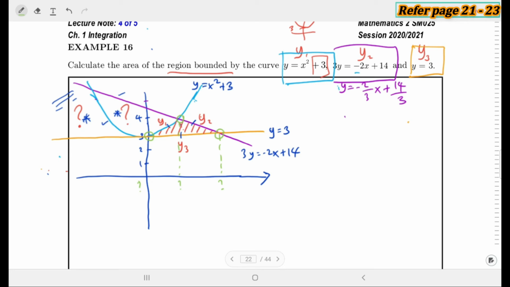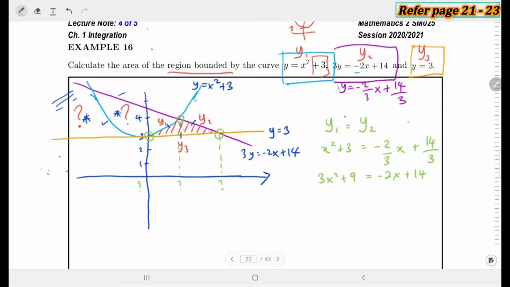So how to find intersection points? What we do is we equate two of them: y1 equals y2. It's just like what you learned in your school. To find the intersection points, we are going to equate these two functions. y1 is x squared plus 3, while y2 is negative 2 over 3 x plus 14 over 3. So now we are going to solve them. 3x squared plus 9 equals negative 2x plus 14.